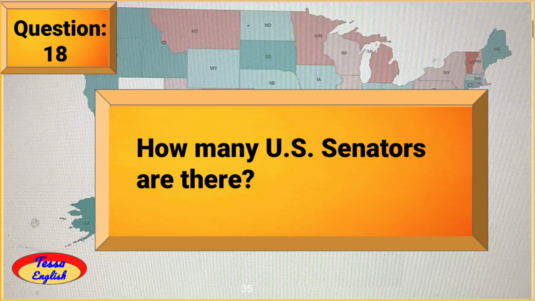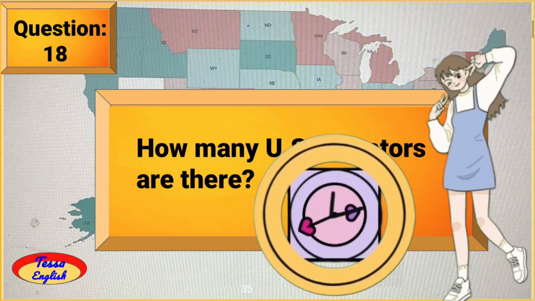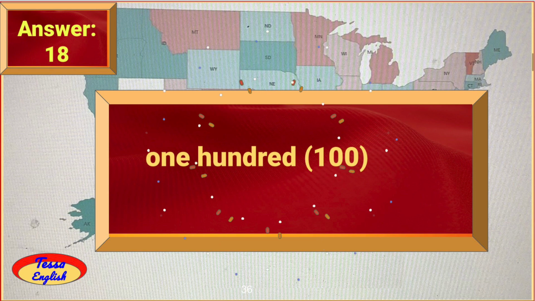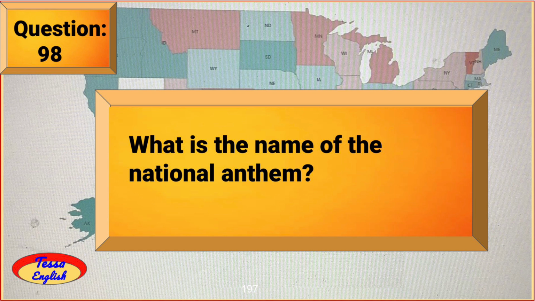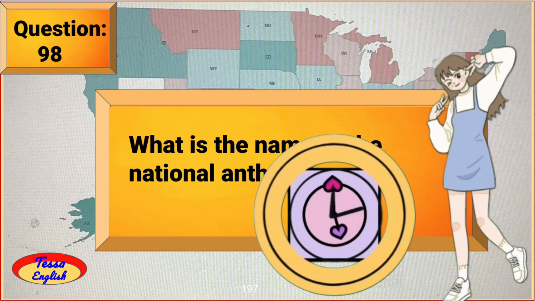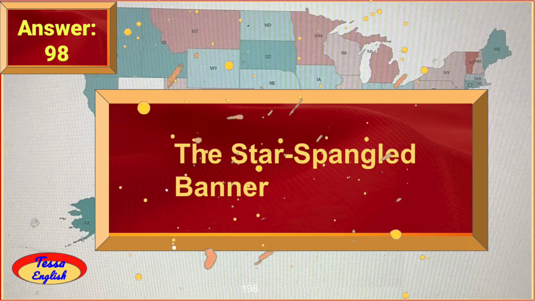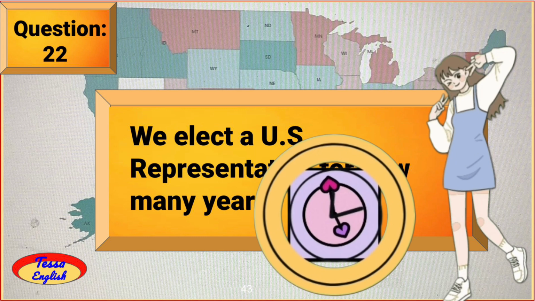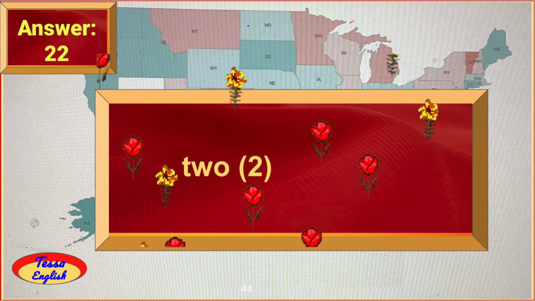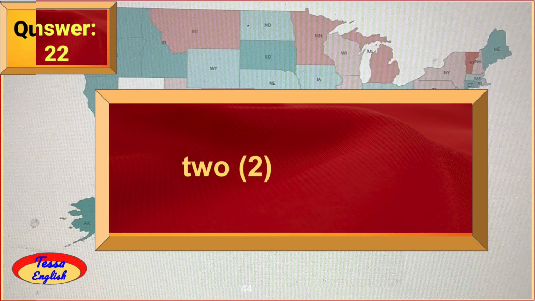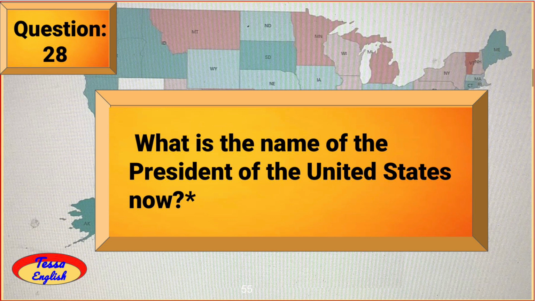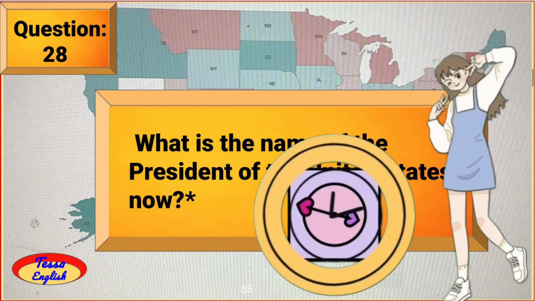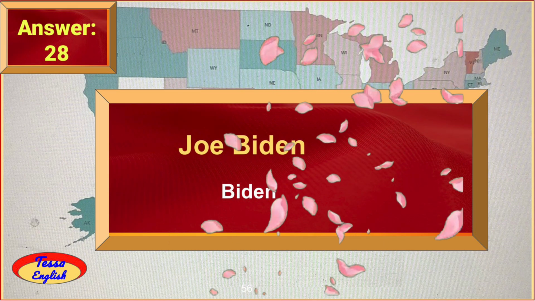How many U.S. senators are there? 100. What is the name of the national anthem? The Star-Spangled Banner. We elect a U.S. representative for how many years? 2. What is the name of the President of the United States now? Joe Biden.